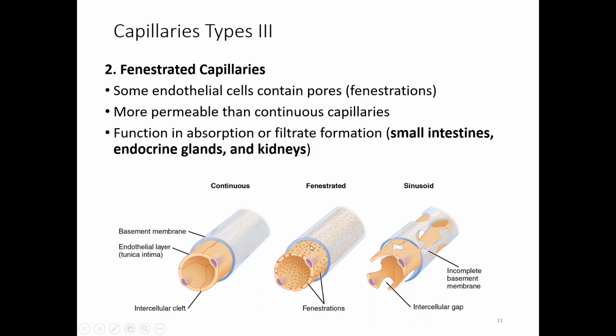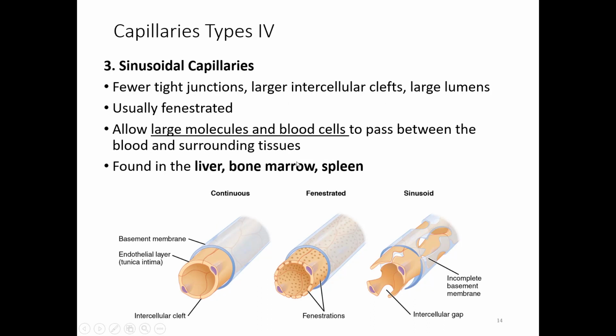Fenestrated capillaries have openings in their walls, so they are more permeable than continuous capillaries. An example of them would be the small intestines, where intestines digest food and that food gets absorbed into the blood: food molecules, amino acids, fatty acids, carbs, through the walls of fenestrated capillaries. Endocrine glands, when they produce their hormones, release hormones into the blood vessels through those fenestrations. And fenestrations help kidneys to produce urine.